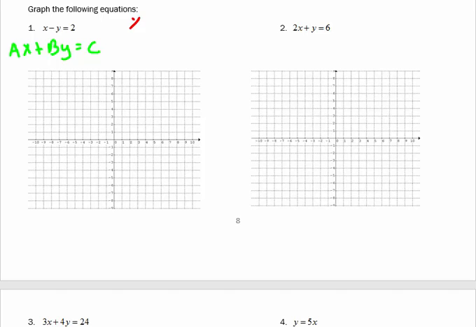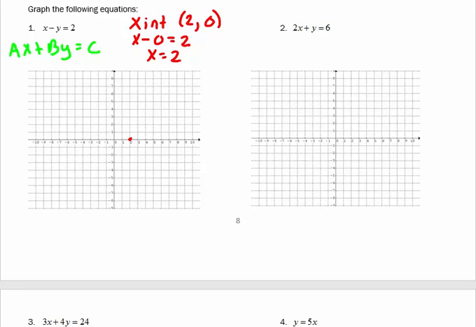To find my x-intercept, all I have to do is let y be 0. So if I let y be 0, I get x minus 0 equaling 2. So my x-intercept is (2, 0). So I'll put a dot at (2, 0).